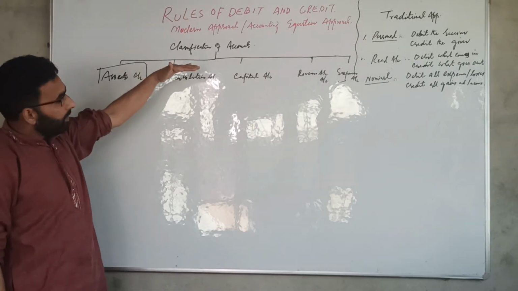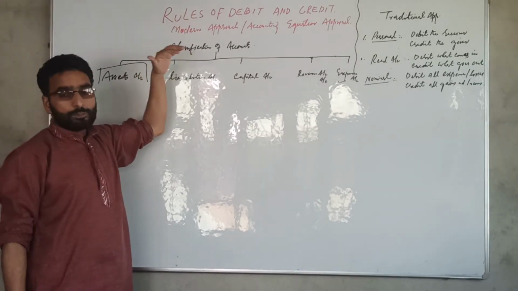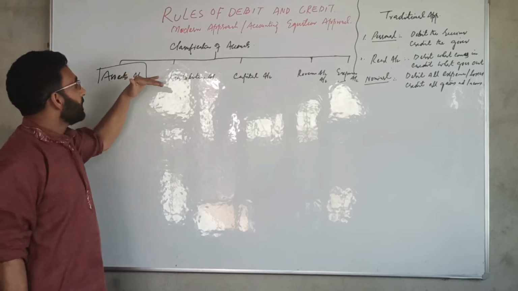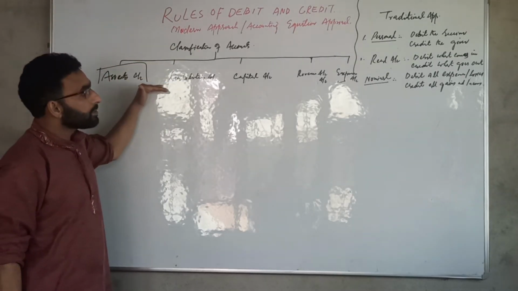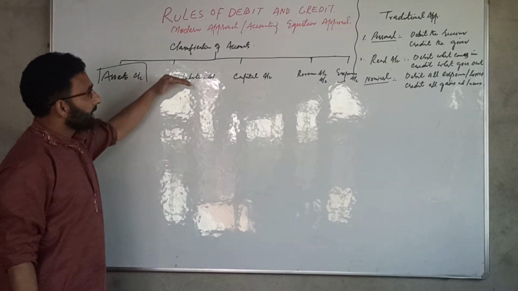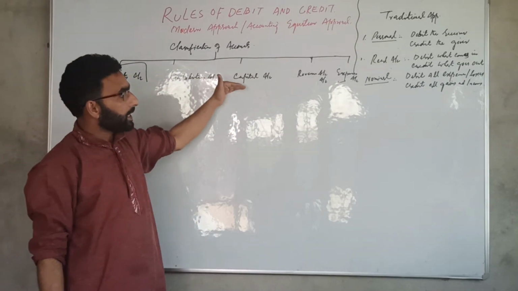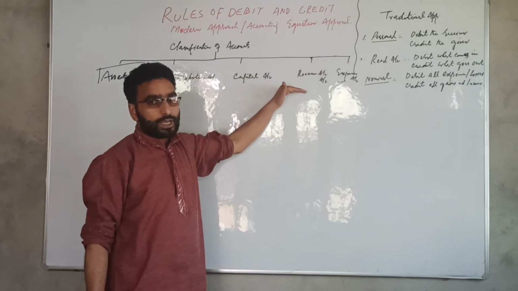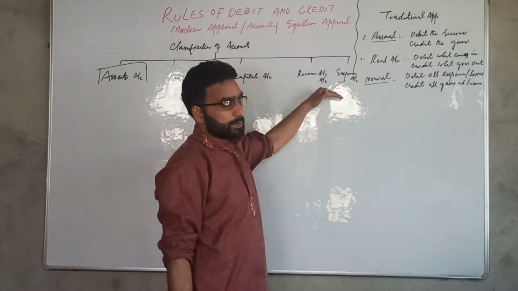Here we have learned that all the accounts of business transactions are classified, as per the modern approach, under these 5 heads. The first head is assets account, the second head is liabilities account, the third head is capital account, another head is revenue account, and another head is expenses account.